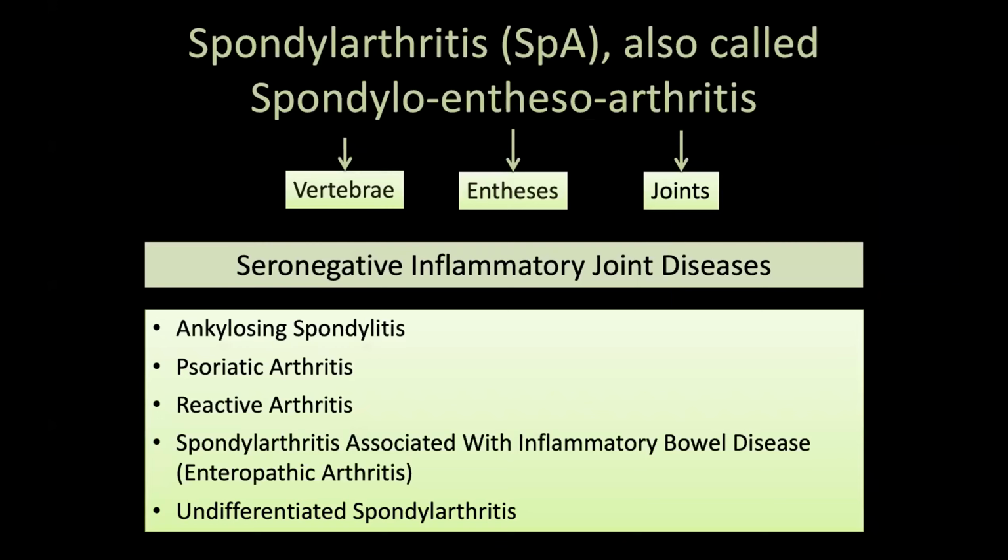So spondyloarthritis is also called spondyloenthesoarthritis because it involves the vertebrae, the enthesis, and the joints. These are actually a group of diseases that have in common one thing, that they are negative for rheumatoid factor. So these are seronegative inflammatory joint diseases. In addition to psoriatic and reactive arthritis, in addition to spondyloarthritis associated with inflammatory bowel disease and undifferentiated spondyloarthritis, the most common of these entities is ankylosing spondylitis, which we will focus on today.